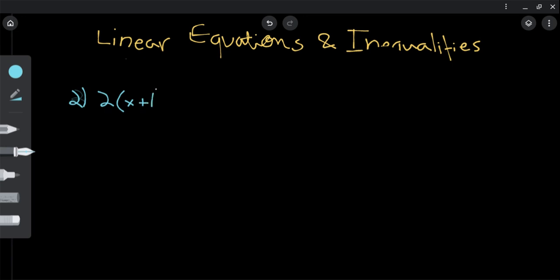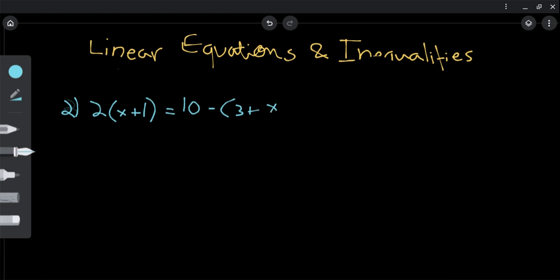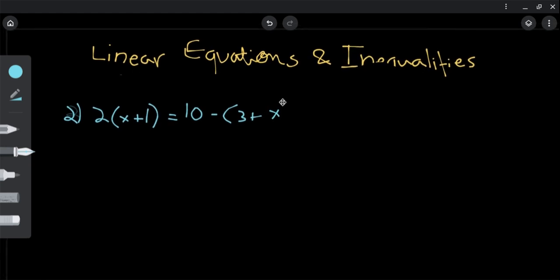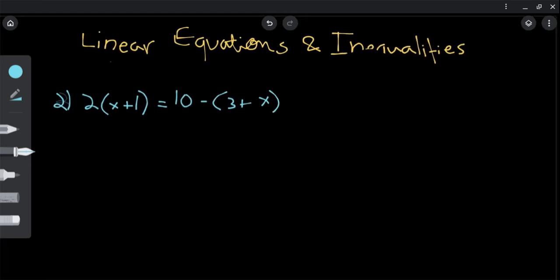Oh, and whenever you see numbers together and there's no operation between them, that means that they're being multiplied. Kind of like how there's an invisible 1, there's also an invisible multiplication sign. Okay, 2 times x plus 1 equals 10 minus 3 plus x in brackets.